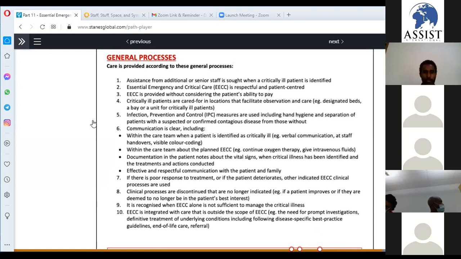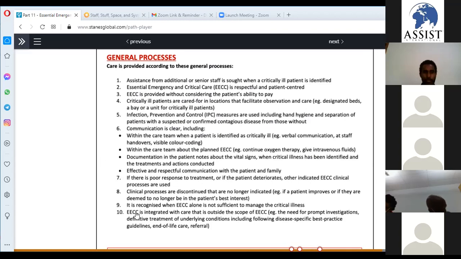Essential emergency care should be respectful, okay? And it should be patient-centered, okay? And also they should be available for all patients, irrespective of their paying ability, okay? They should be provided without any financial hardship. And also they need to be provided in a place where continuous observation is available.